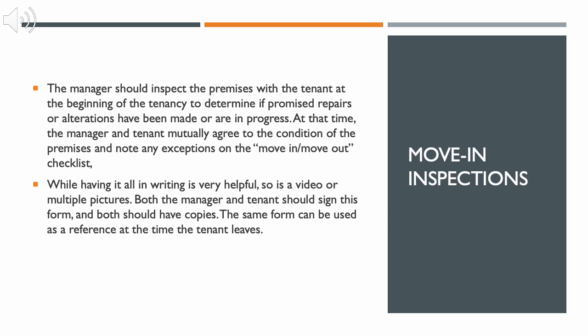Move-in inspections. The manager should inspect the premises with the tenant at the beginning of the tenancy to determine if promised repairs or alterations have been made or are in progress. At that time, the manager and tenant mutually agree to the condition of the premises and note any exceptions on the move-in and move-out checklist. While having it all in writing is very helpful, so is a video or multiple pictures. Both the manager and tenant should sign this form and both should have copies. The same form can be used as a reference at the time the tenant leaves.